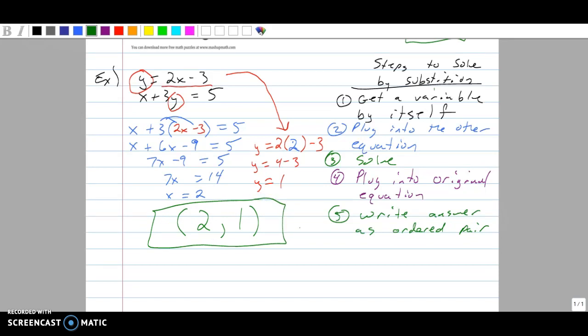The reason why we're writing it as an ordered pair is because remember from last week, if we were to graph this, this is a line, this is another line, it's just in standard form. The intersection point is the solution, and that's the ordered pair.